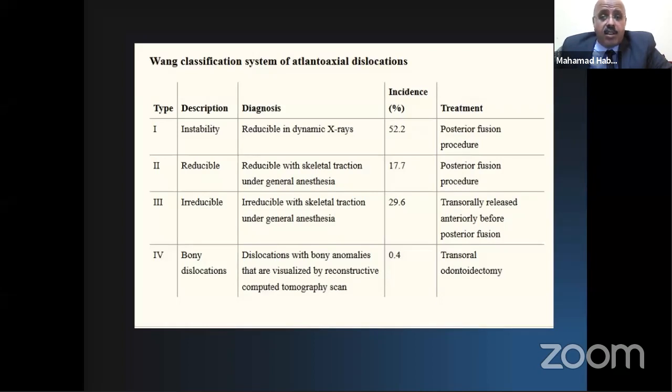Type 2, it's reducible with skeletal traction under general anesthesia, posterior fusion procedure. Type 3, irreducible with skeletal traction under general anesthesia. You have to go transoral to release anteriorly first before posterior fusion. Type 4 is a bony dislocation with bony anomalies, which is visualized by CT scan. You have to do transoral odontoidectomy and anterior fusion.